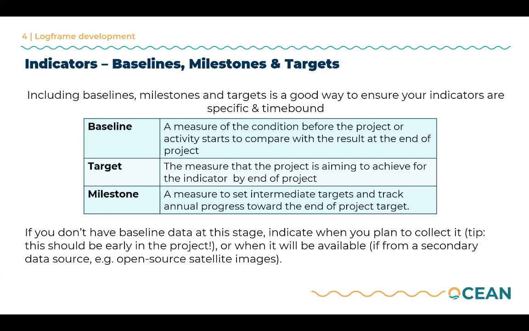So as I mentioned before, the baseline is that measure of the condition of that indicator before the activity has started, so that you can compare by the end of the project. And the target is what you're looking to achieve by the end of the project. A milestone can be set annually. We appreciate you might not have baseline data at this stage, so just indicate when you would plan to collect that in your project. It's recommended that you would be doing that very early on, depending on the length of your projects. That could be in the first 3 to 6 months. And think about where you're going to collect it from. Is that going to be secondary data, or are you going to collect that information yourself?